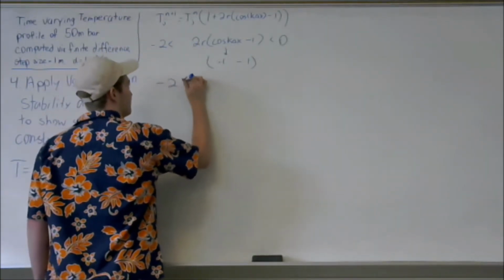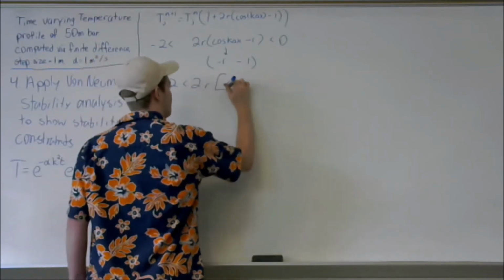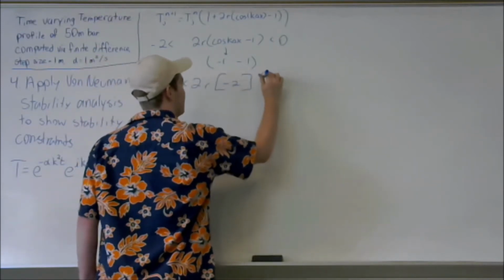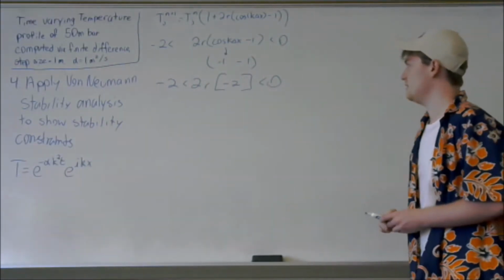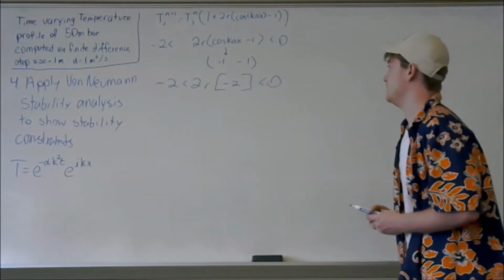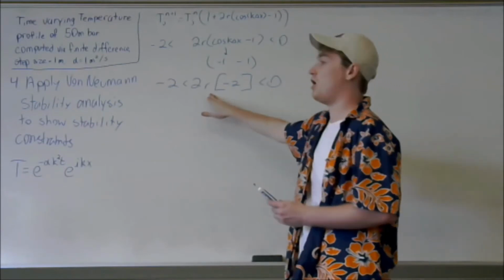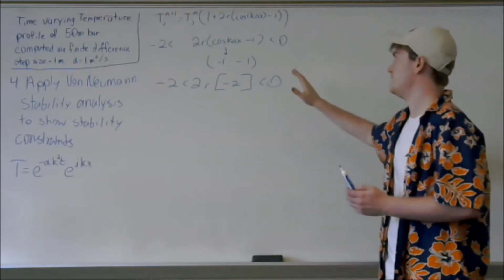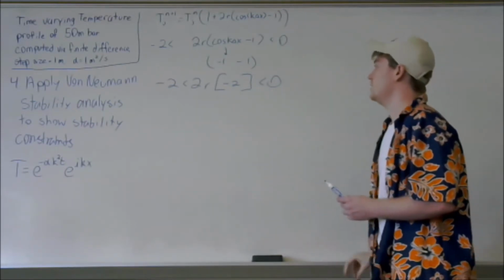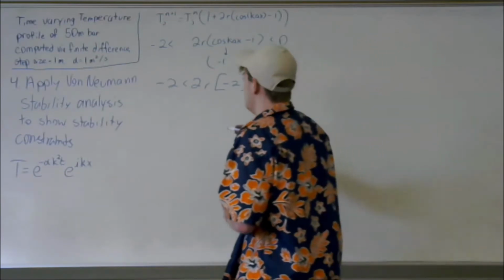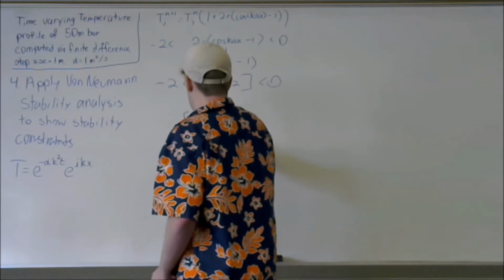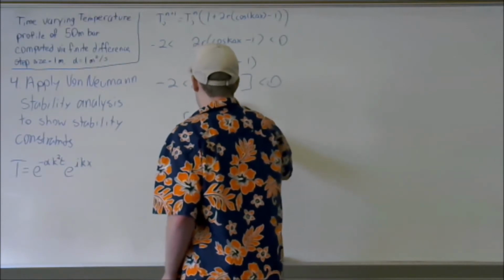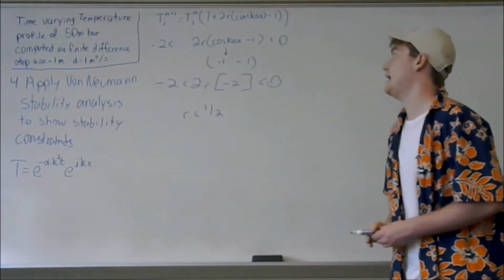So -2 is less than 2r, and then inside the parentheses we'll have -2 is less than 0. Just like that. All right, what's next? We want to find the value of r that's going to make our equation unstable. If we keep going with this, we see that r has to be less than 1/2. I skipped a few steps.